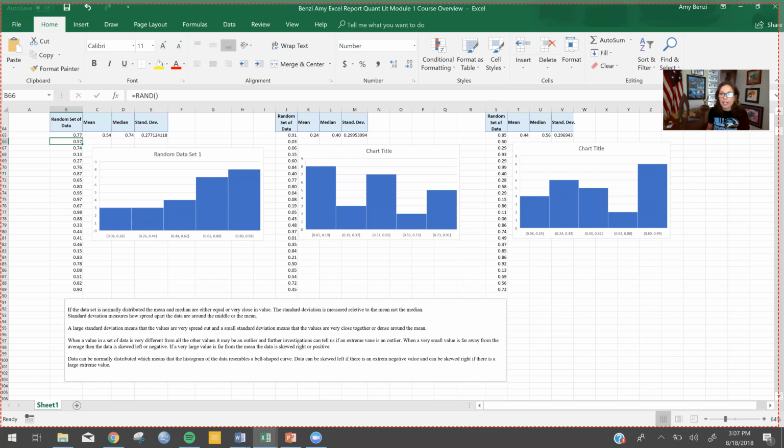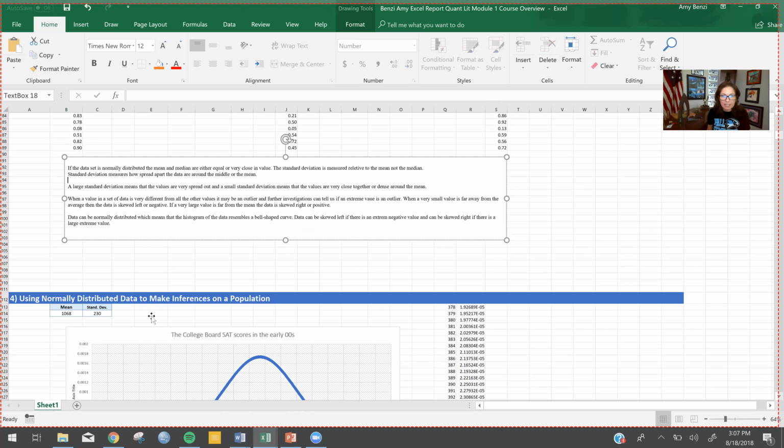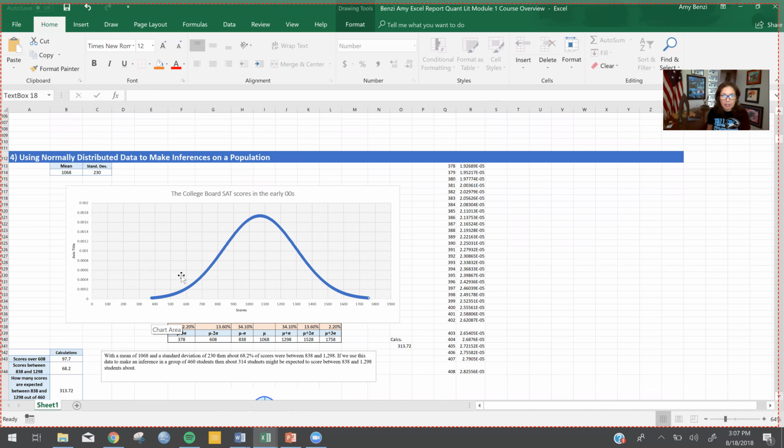Different distributions that I can have: data can be normally distributed, which means that my histogram looks like a bell-shaped curve, which you can actually see in my next problem down here, or my data could be skewed left or right.